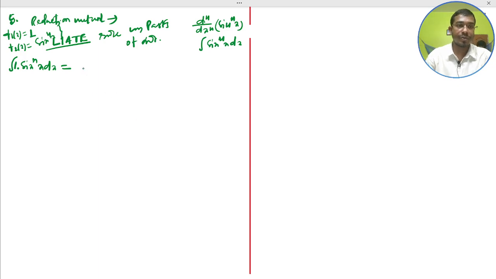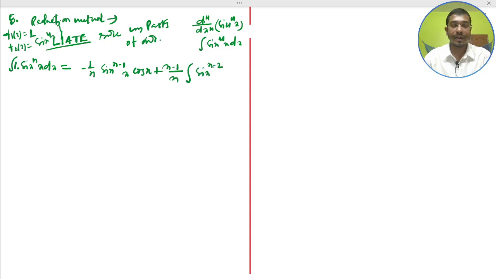So it would be minus 1 by n sin^(n-1) x cos x plus (n minus 1) by n integration of sin^(n-2) x dx. So you just take the first function 1 and the second function sin^n x and do the integration by parts. So you will get this expression.